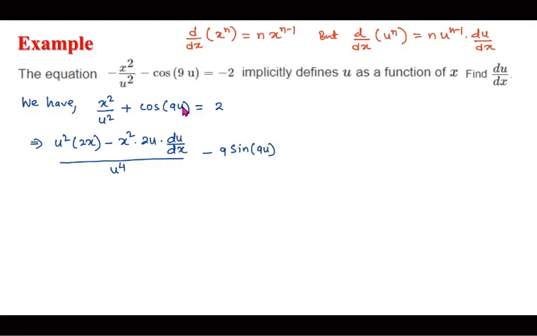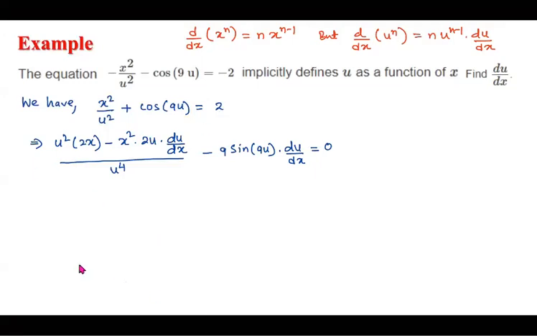But you are differentiating u with respect to x. That means here we have to multiply by du over dx. And then that is equal to, the derivative of 2 is 0. So that's how we can find the derivative in the first step.